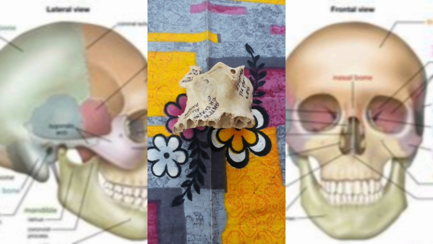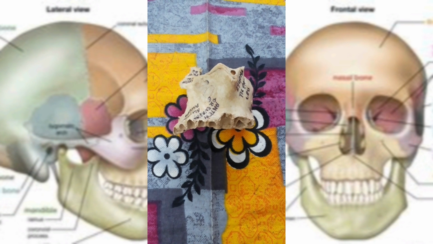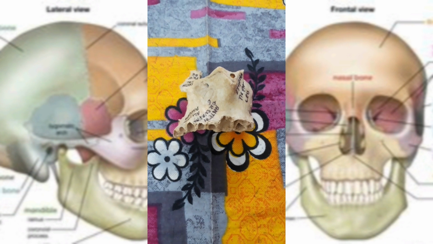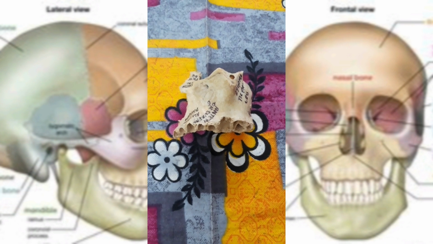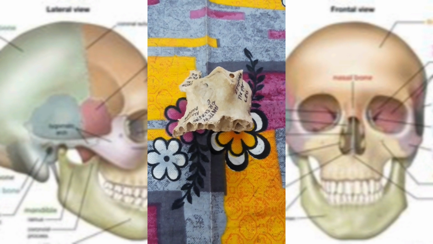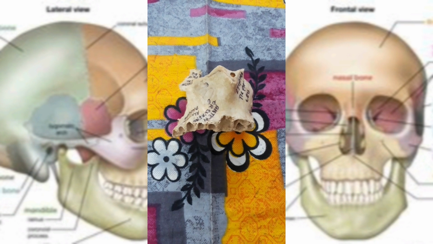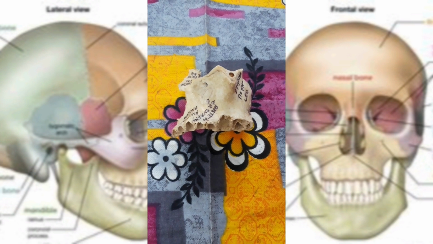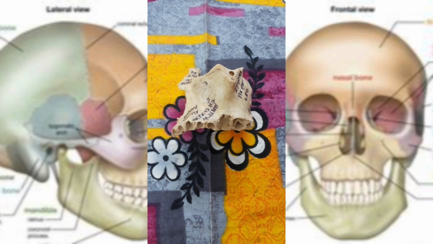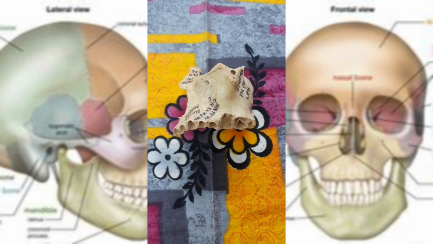So today we'll study the maxilla. The maxilla is the cheekbone, or the second largest bone of the face, the first being the mandible. We have already covered the mandible, so if you haven't seen it, you can visit the channel's playlist and watch the mandible.